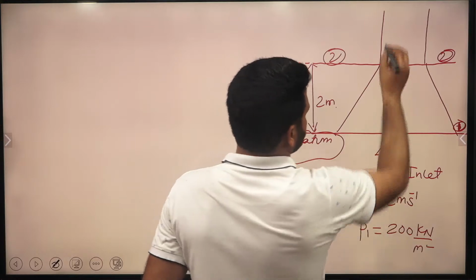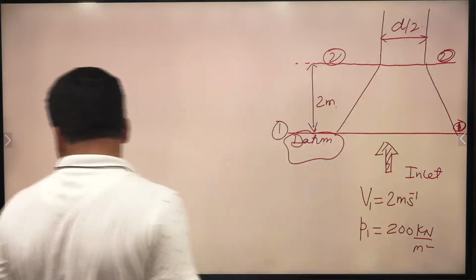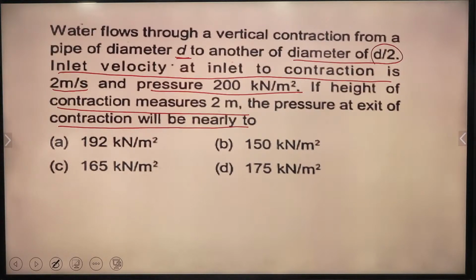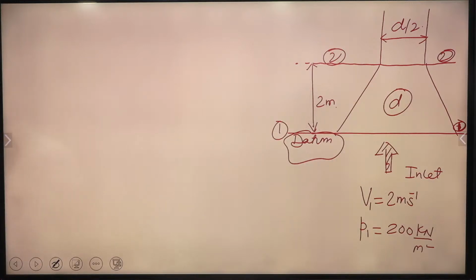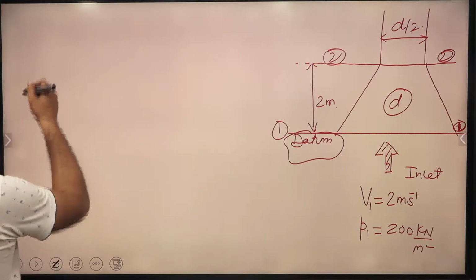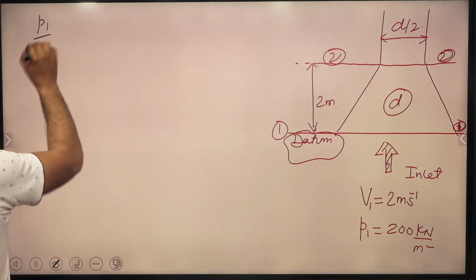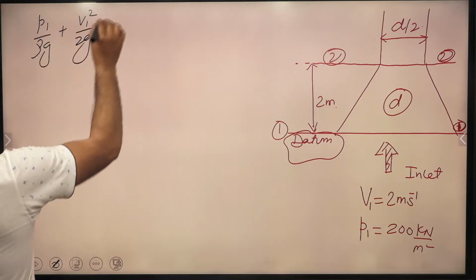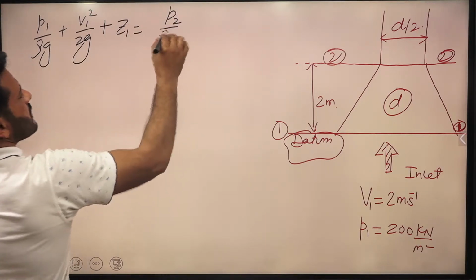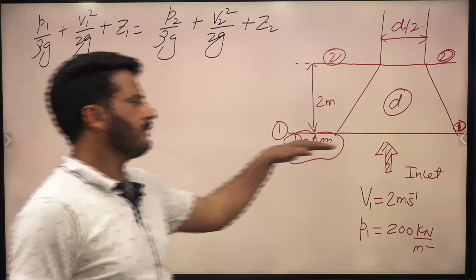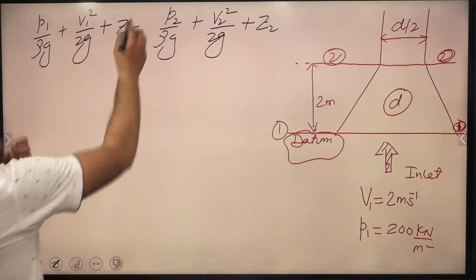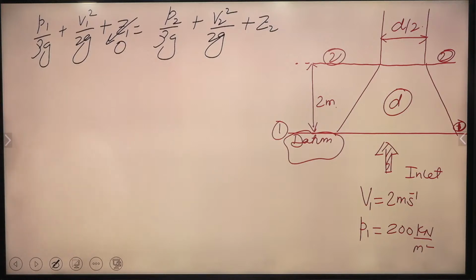Here the diameter is d by 2, and at the inlet the pipe diameter is d. So d diameter is given to us. Just apply Bernoulli's equation and let me know what it comes to. P1 upon rho g plus V1 square upon 2g plus Z1 equals P2 upon rho g plus V2 square upon 2g plus Z2. Now pay attention, this section 1, the inlet, we consider as datum. So Z1 is 0 basically. Is it okay?